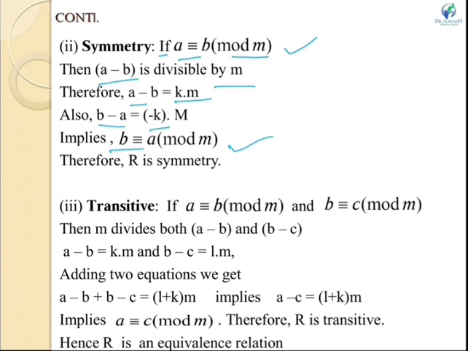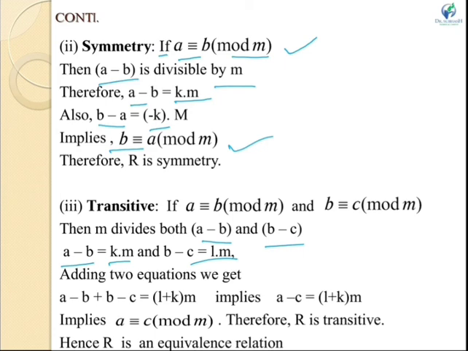Now let us move towards the third property. If a is congruent to b mod m and b is congruent to c mod m, then we can write m divides both a minus b and b minus c. Now what we have to prove is that a is congruent to c mod m. If we prove this, then we can say that it is transitive. Now see, since m divides a minus b, a minus b can be written as k into m. Similarly, b minus c can be written as l into m.